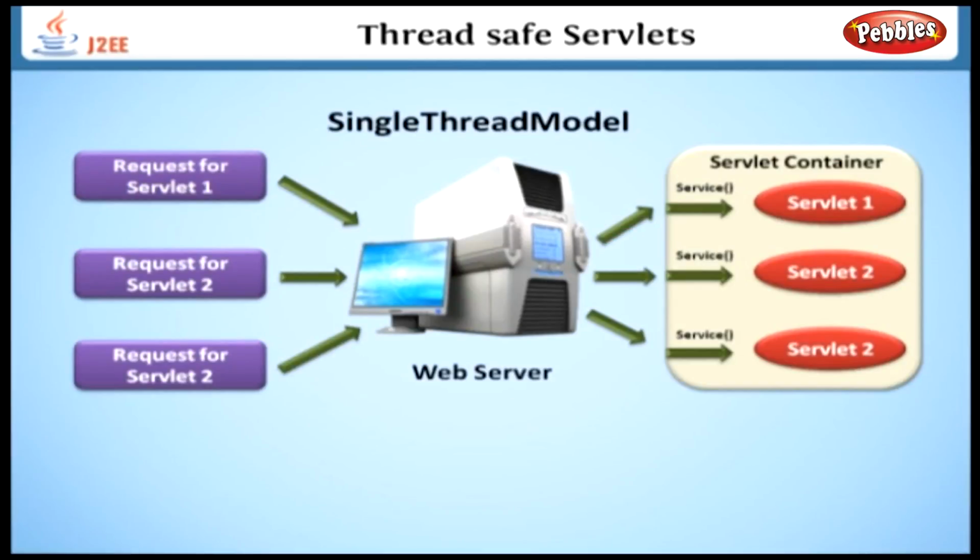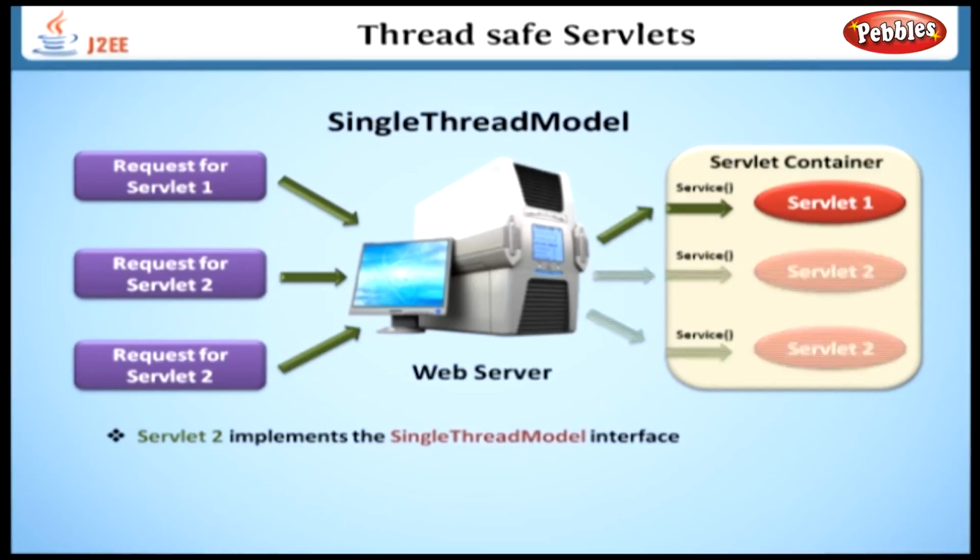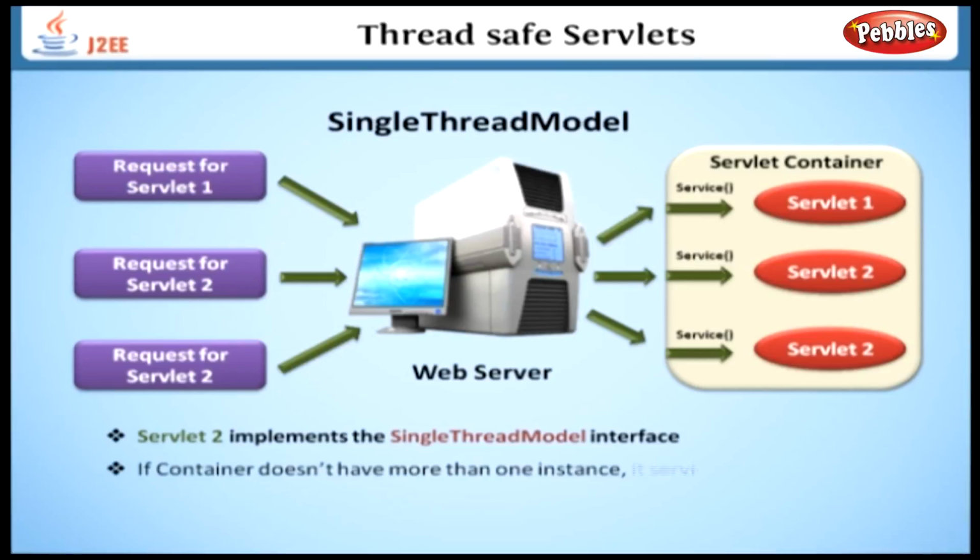Here we are seeing the figure of how a servlet services the client requests. Here Servlet 2 implements the SingleThreadModel interface. Now two client requests arrive for Servlet 2. The container uses a different instance of Servlet 2 to service each of the two requests. If the container doesn't have more than one instance, it services these two requests one by one.